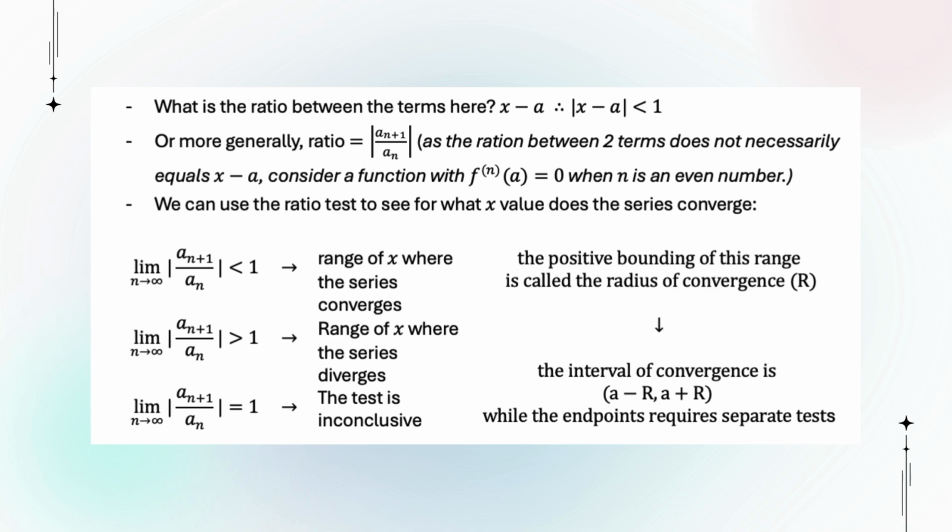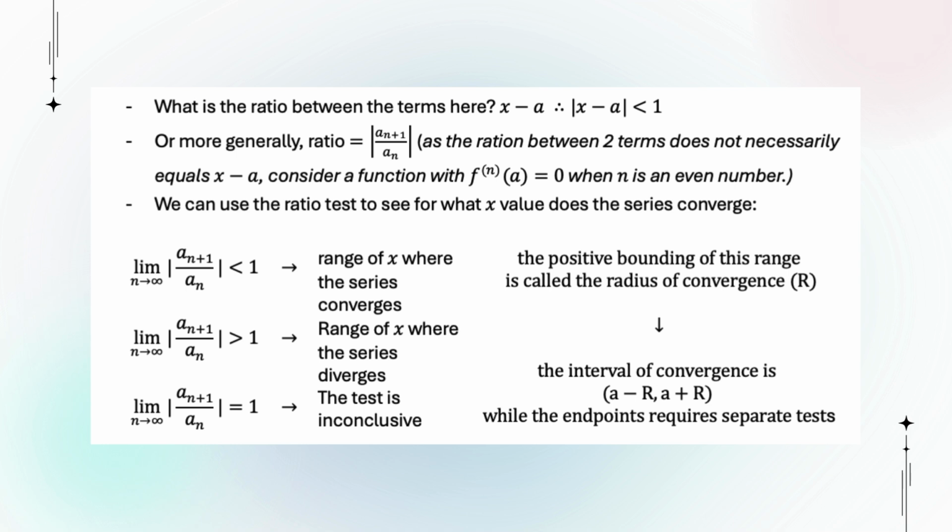What is the ratio between the terms here? Well, it's tempting to think it's just x minus a, so that the absolute value of x minus a is less than 1, but that's not always the case. More generally, the ratio is the absolute value of a sub n plus 1 divided by a sub n, because the ratio between two terms doesn't necessarily equal x minus a.